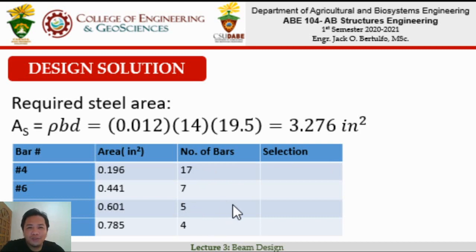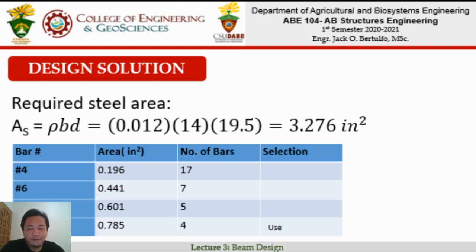So which one do we need to use? We need to take into account the economic aspect. I think 17 bars is too many to use, so I think we cancel that. Number 6 also is too many. Number 7 is good, but the more economical is number 8 bar, for which we only need 4 bars.